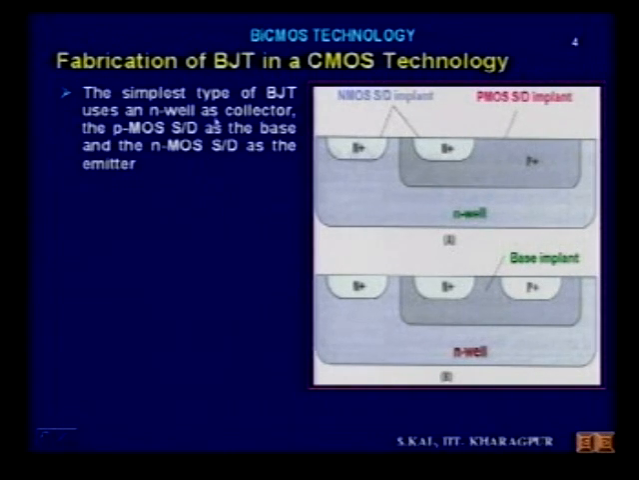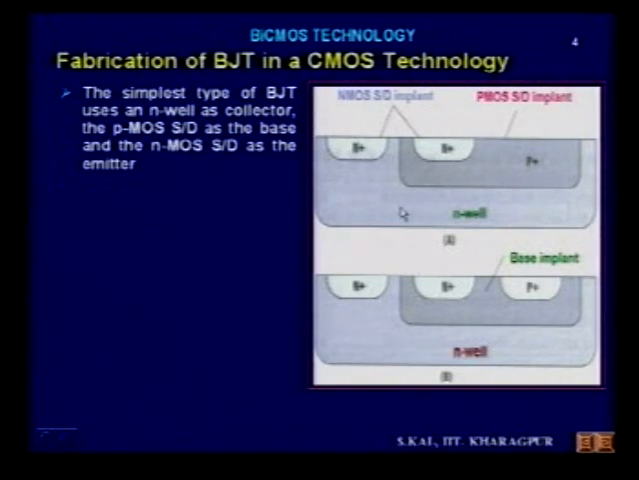The simplest type of BJT uses an N-well as collector. This is the N-well as collector. The PMOS source and drain as the base. This is the PMOS source and drain implant as the base. And the NMOS source and drain as the emitter. So these are the standard process steps. That means the standard source and drain implant step is there, the standard source and drain of NMOS step is there, and the well is already formed.